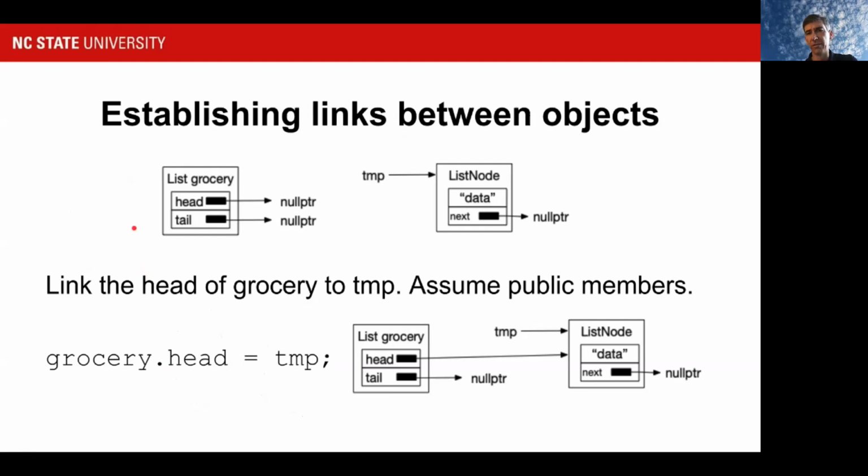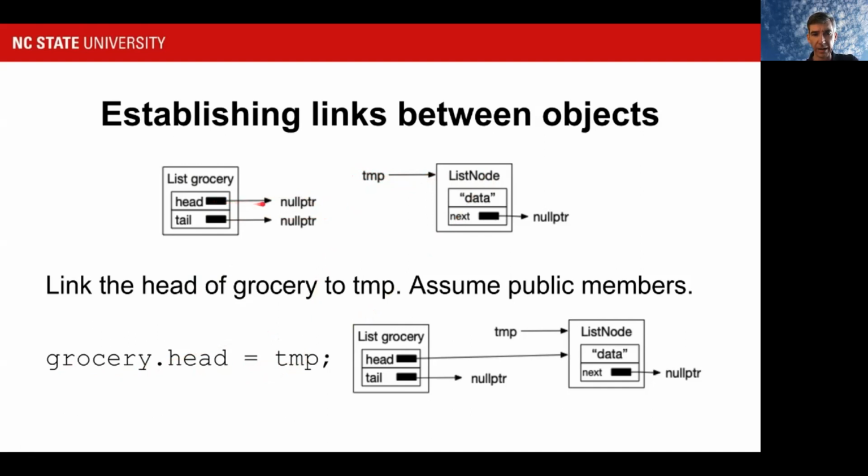A few more examples. So let's say I have a couple of objects, and I want to establish a link between the objects. Then I may have an object called grocery that's a list. I may have an object that's a list node that I have access to through a pointer called temp. And so how do I make the head of grocery point to this list node? Well, the way I do that is by writing something like this: grocery.head equals temp, right? Because this temp is pointing at the list node. If I copy the address in temp into head, then that's like saying the thing that temp is pointing to will now be in head, and so head will be pointing to it as well.